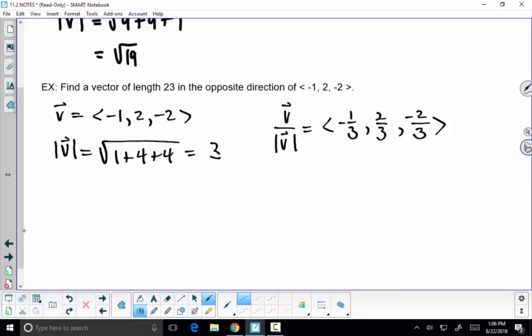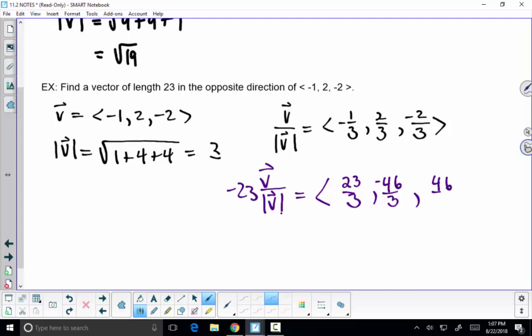And we're trying to find a vector of length 23 in the opposite direction. So what do we multiply by? Negative 23. Yeah. So negative 23 times v over the length of v. And let's distribute that all in one step. So we multiply each component by negative 23. And that will do it. Any questions on that? 23, so another 46. That one's positive. So we get that. Simple enough? Straightforward?